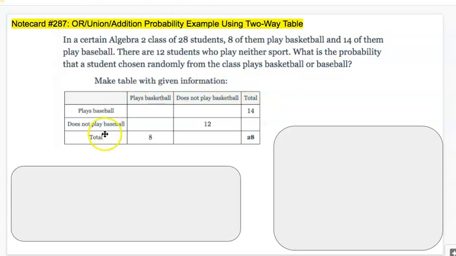So notice how we set this up. Plays baseball, does not play baseball, then we have a total column. Plays basketball, does not play basketball, we have a total column. Now, we knew that there were 12 students who don't play either. So it would be right here, does not play basketball, does not play baseball. We knew that 8 played basketball total, and we knew that 14 played baseball total, and we knew there were 28 students. So take a minute to see how we take the given information and plug into this table.